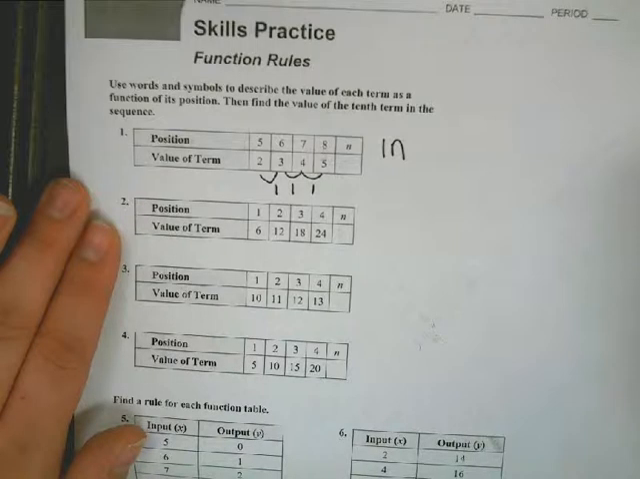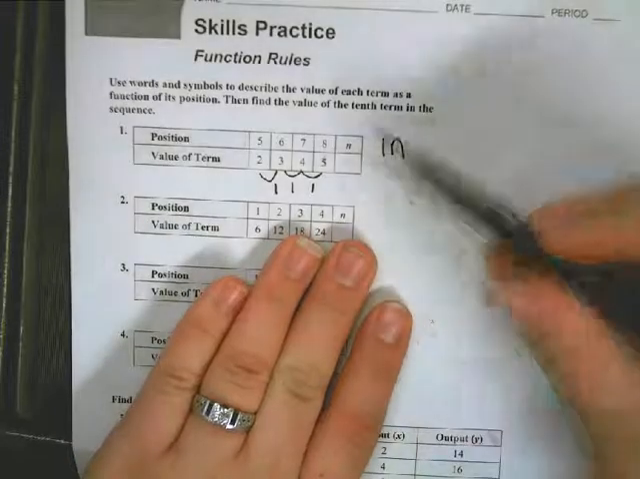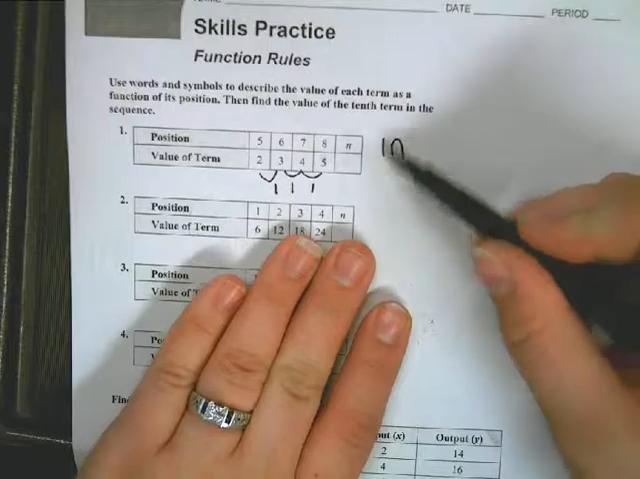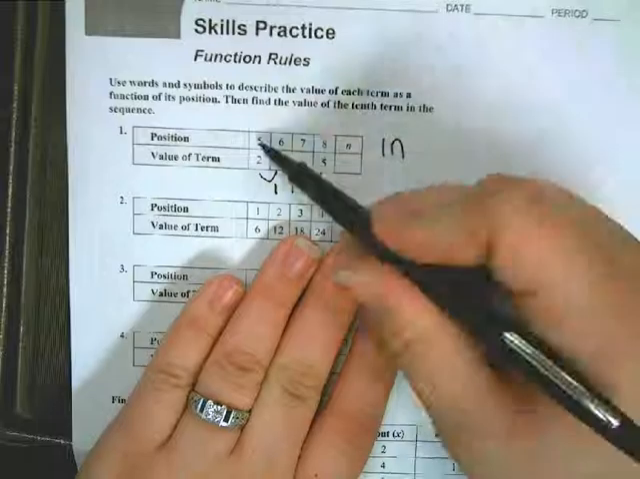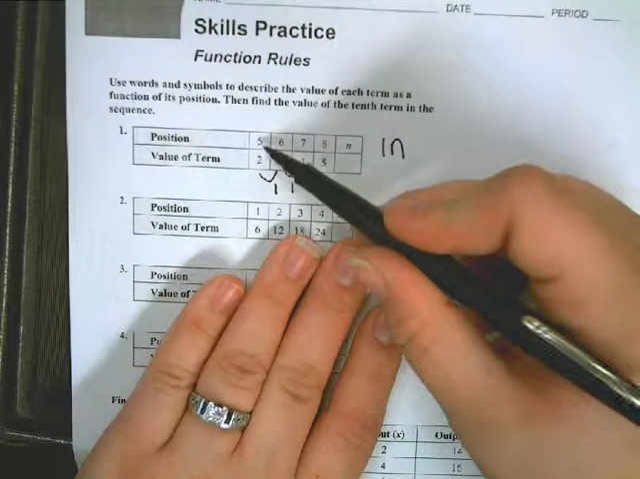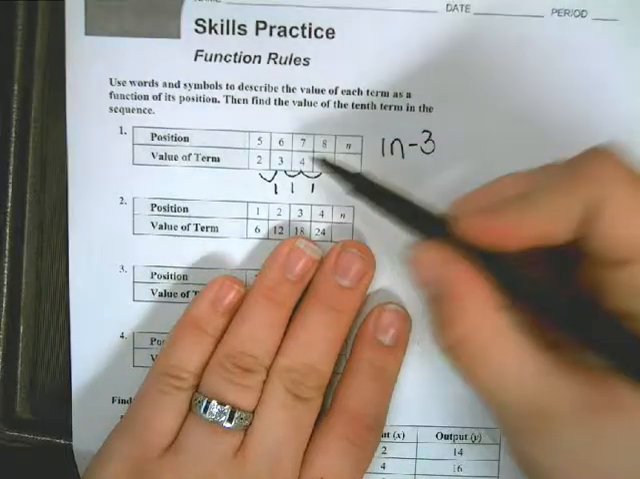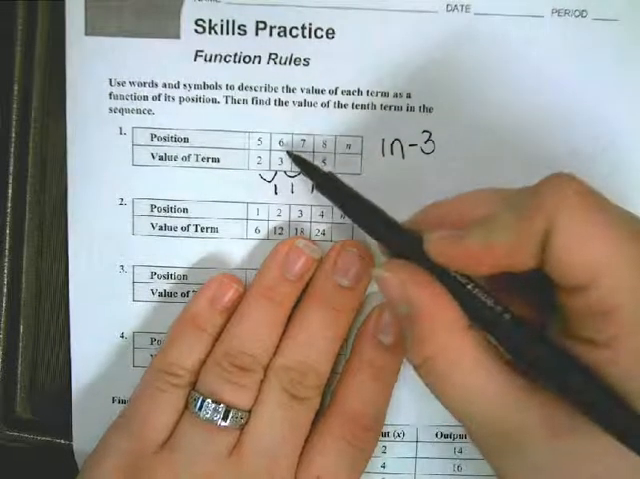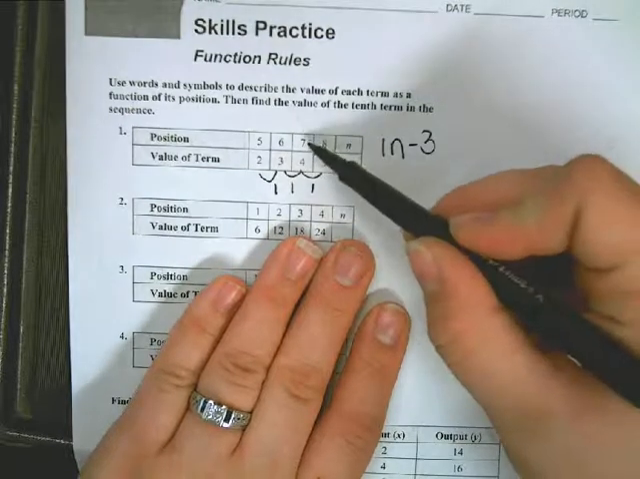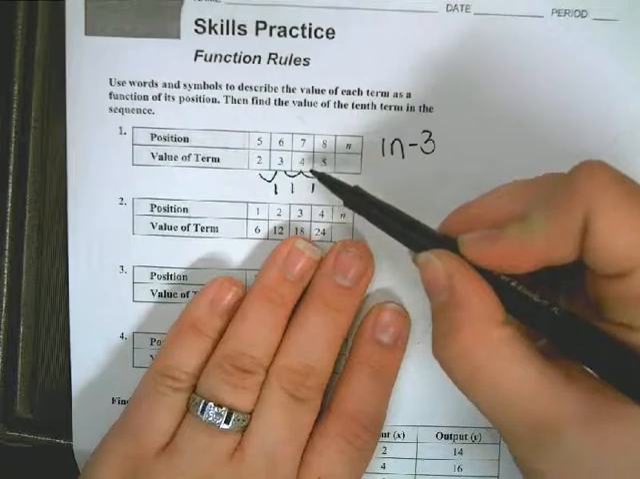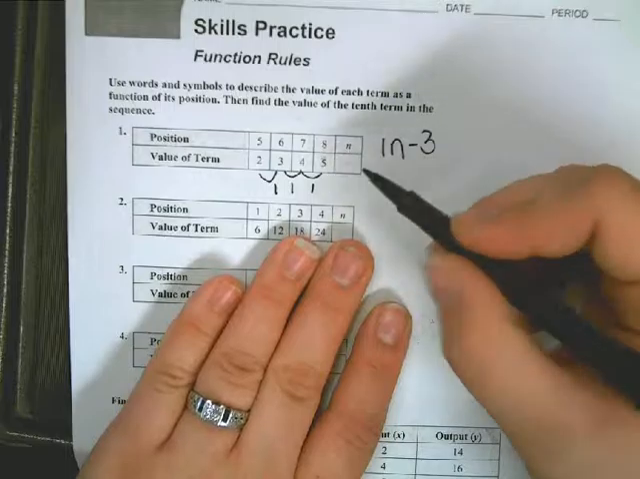Okay, so I've got 1n, but now I need to check it. So I'm taking this number that's in front of my n, timesing it with this number. So what's 1 times 5? 5. So how do I get from 5 to 2? So Braden thinks subtract 3. Let's check. If I take 1 times 6 minus 3, do I get 3? If I take 1 times 7 minus 3, do I get 4? If I take 1 times 8 minus 3, do I get 5? Okay, so that would be my expression that I'm looking for.